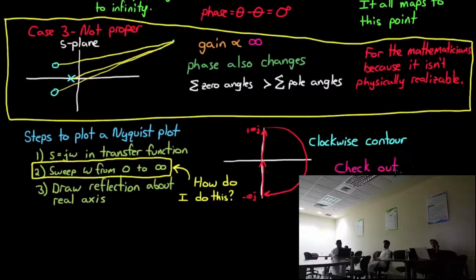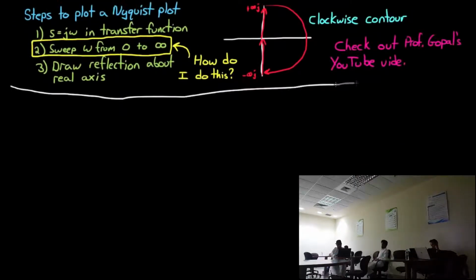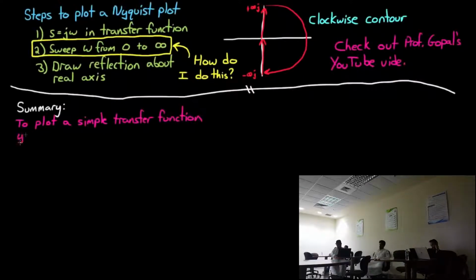Well, the way I prefer is actually explained very well by Professor Gopal at the Indian Institute of Technology. He has a great YouTube video on it, and I've placed a link in the description if you'd like to watch the technique being explained from a professional professor, but I'm going to summarize it here. For simple transfer functions, there are only 4 points that you need to solve for, and then from there you can deduce the shape of the entire plot.